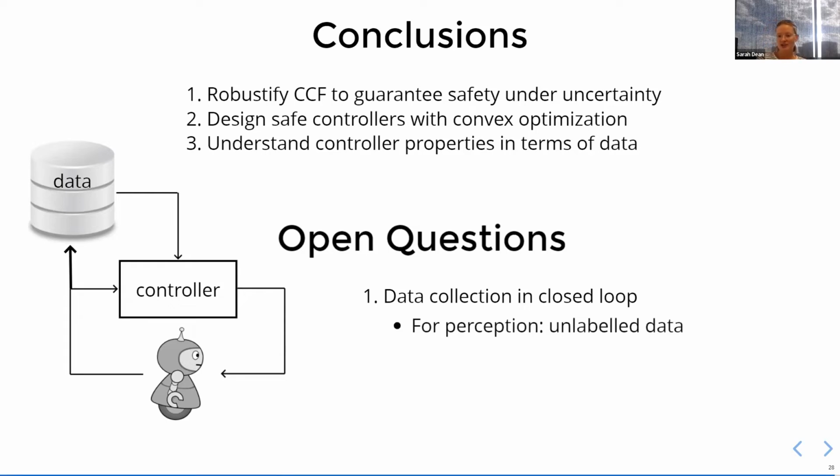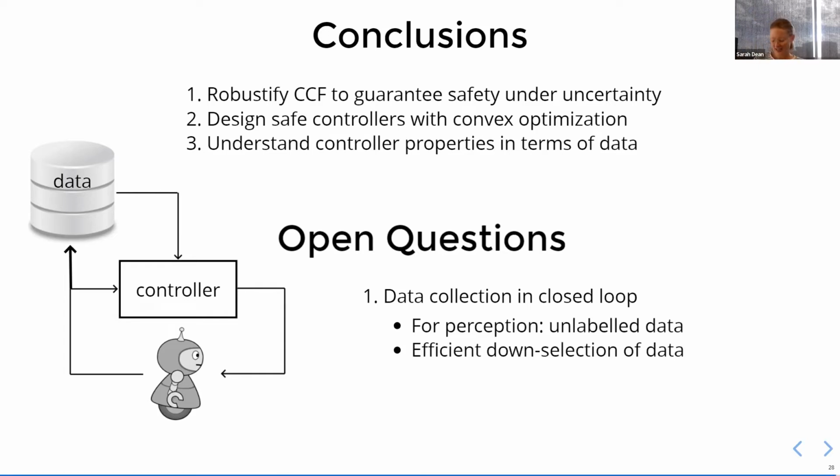Now, in the perception setting, one of the big challenges to this is the fact that in closed loop, we only have unlabeled data, because if we had the state label, then of course we could just use that directly and our problem would have been solved. So dealing with this kind of unsupervised setting is a huge challenge. And also a big opportunity.